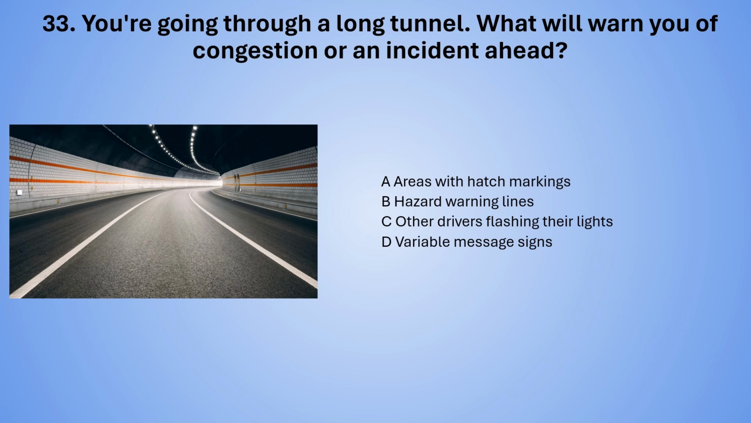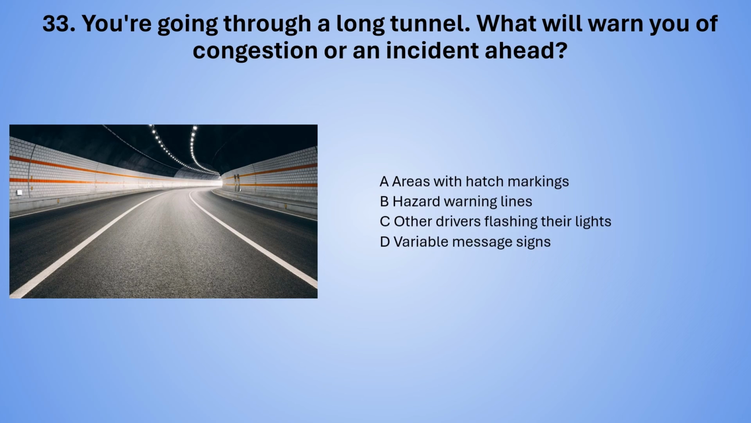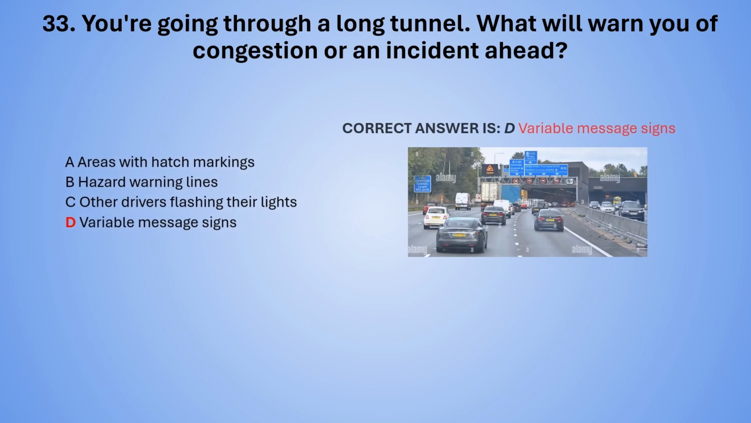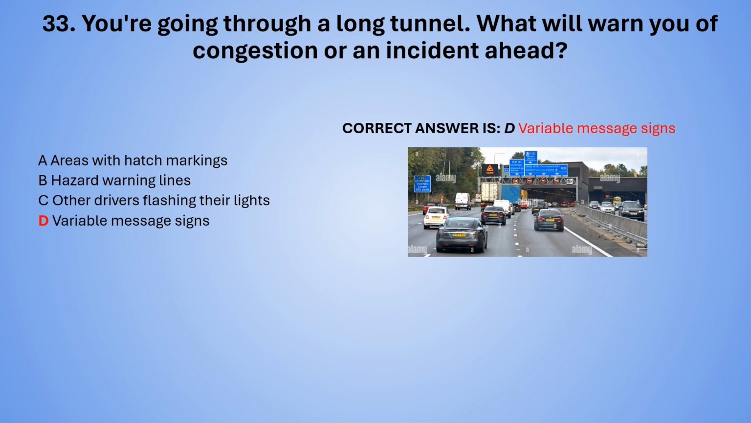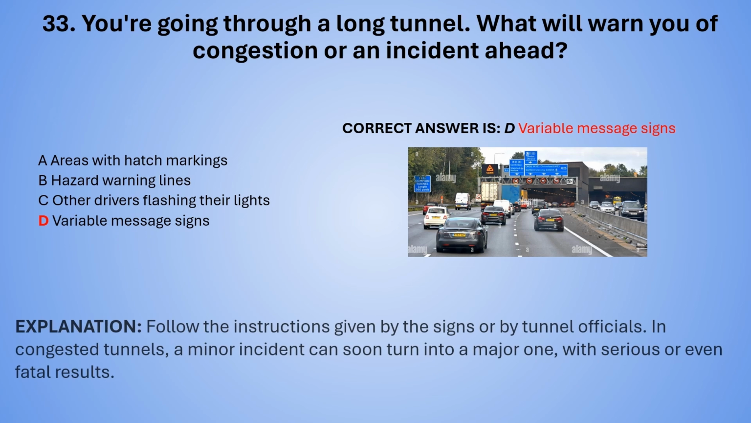5, 4, 3, 2, 1. And the correct answer is D. Variable message signs. Please follow the instructions given by the signs or by tunnel officials. In congested tunnels, a minor incident can soon turn into a major one with serious or even fatal results.